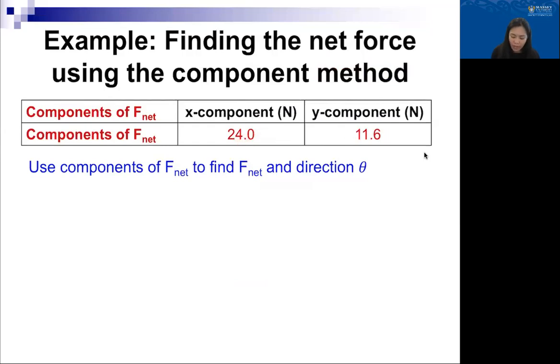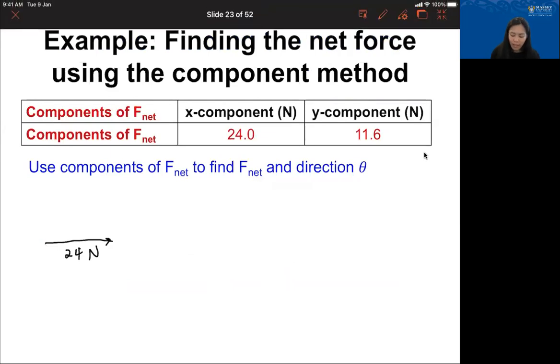Once you have your net force along the x and the net force along the y, you can now determine the total net force. So you have an x component of 24 newtons. It's pointing to the right because it's positive. And then you have the y component that is 11.6 newtons. It's pointing upwards because your total y component is positive. And then the diagonal here will give you the net force for the three vectors. And then you have, of course, the angle there.